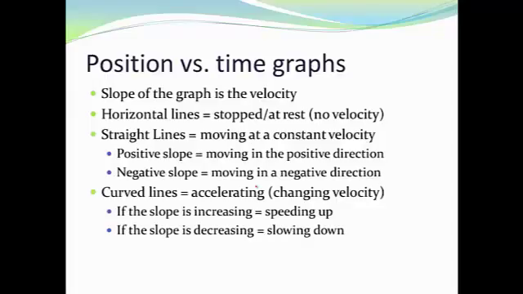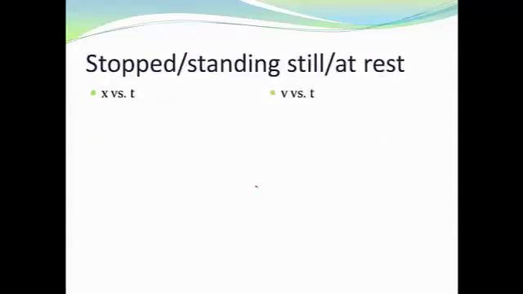Curved lines mean that the object is accelerating or changing velocity. If the slope is increasing, then you are speeding up. If the slope is decreasing, then you are slowing down. I want to go through each case here, drawing the position versus time graph and the corresponding velocity versus time graph for each of the cases of motion.